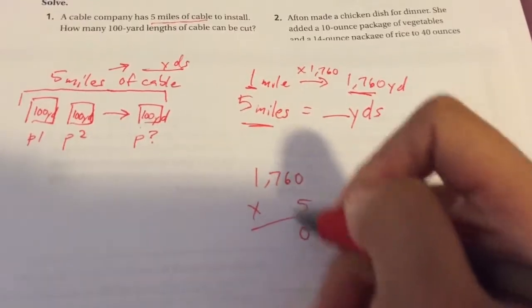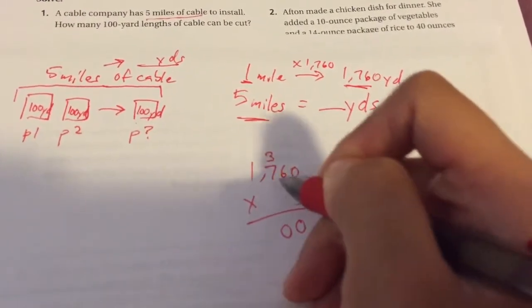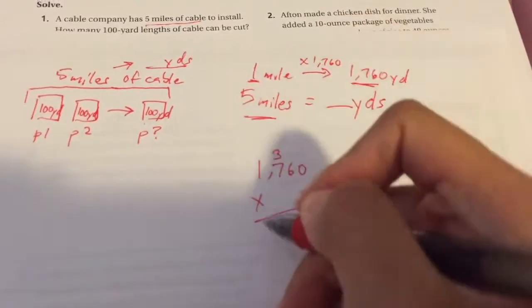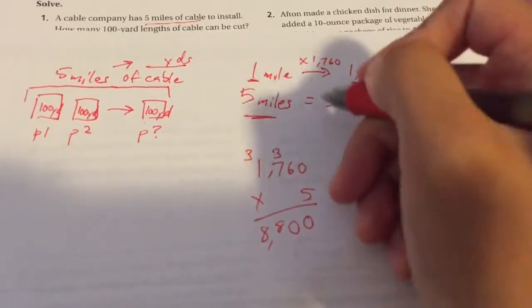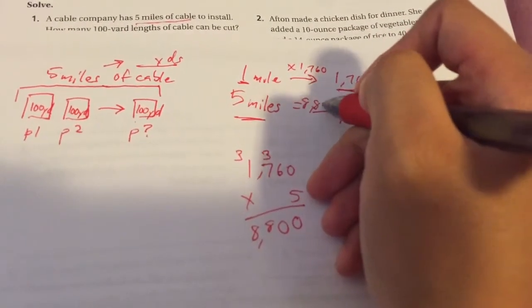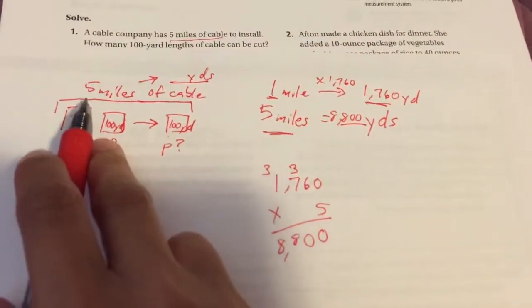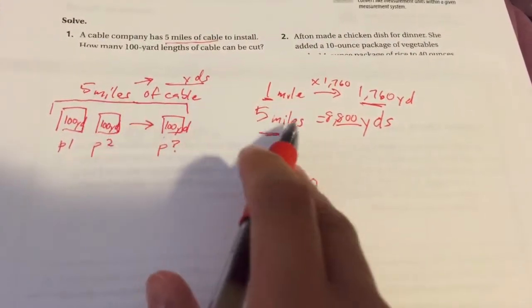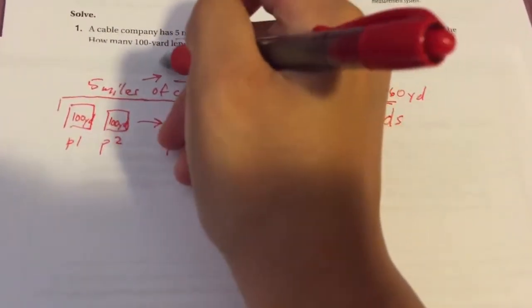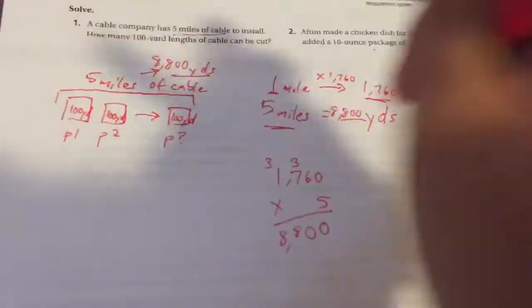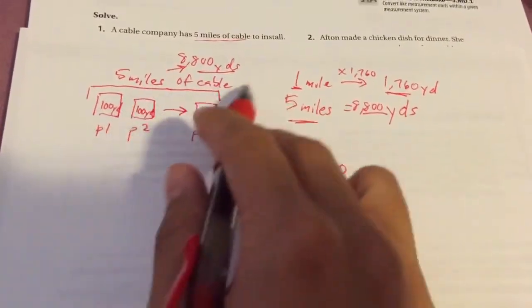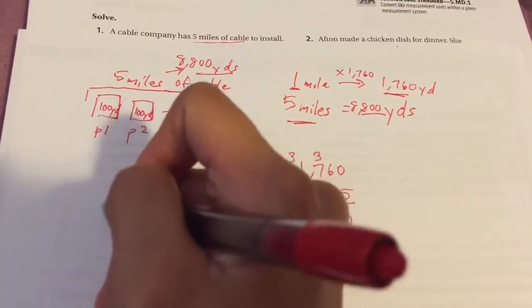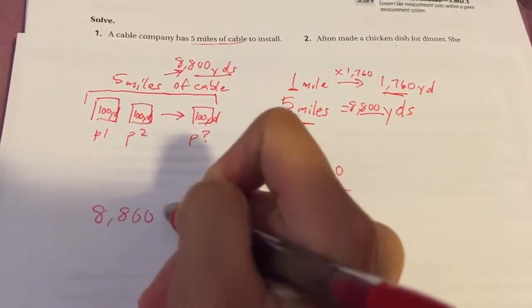5 times 0 is 0, 5 times 6 is 30, regroup the 3. 5 times 7 is 35, 36, 37, 38 when you add that. 5 times 1 is 5, plus 3 is 8. And so you have 8,880 yards. So the amount of cable that you have is 5 miles, and 5 miles is equivalent to 8,880 yards. So now, because this is yards and yards, now you're able to divide your dividend, your total amount of cable, the 8,880, by the 100.